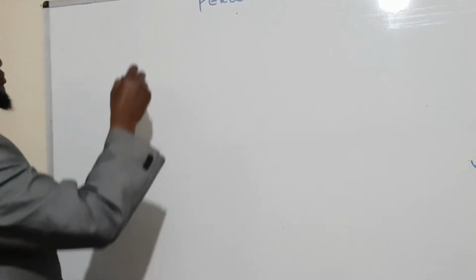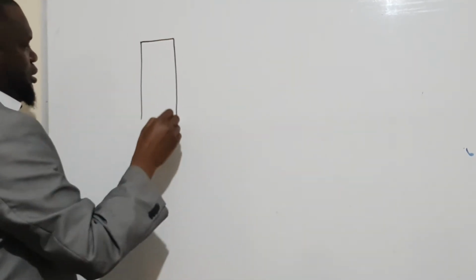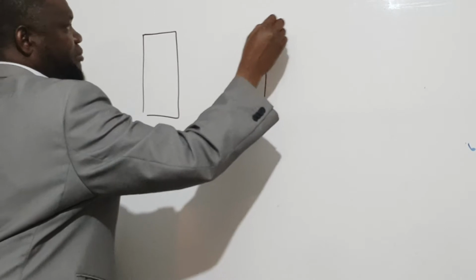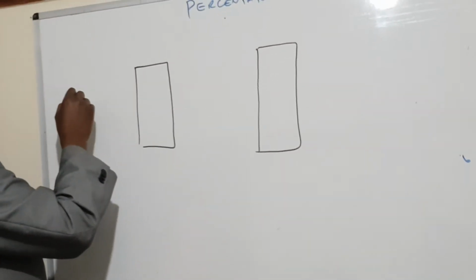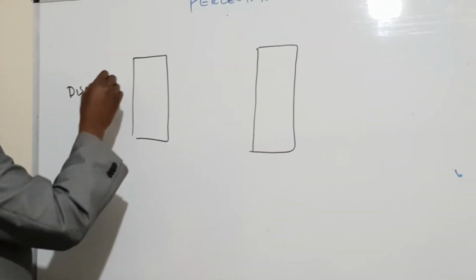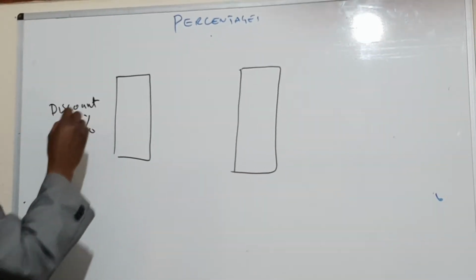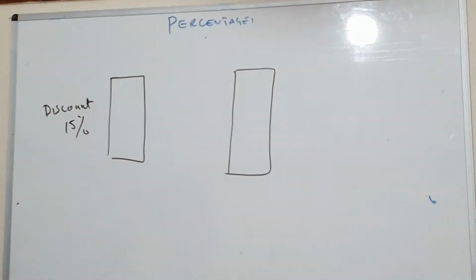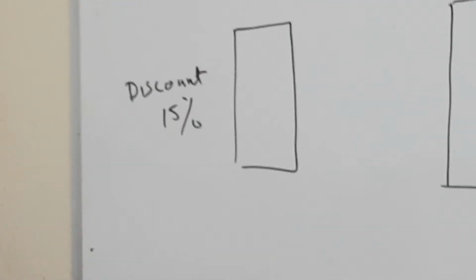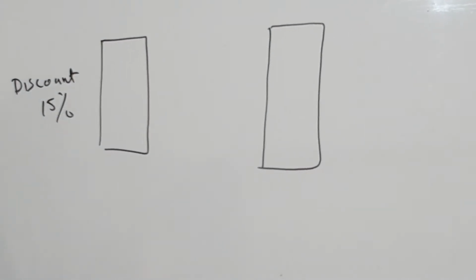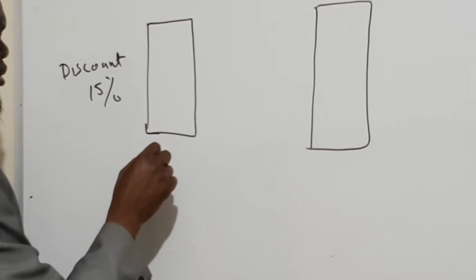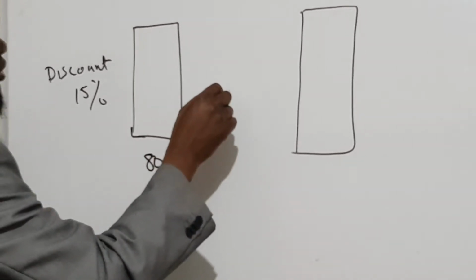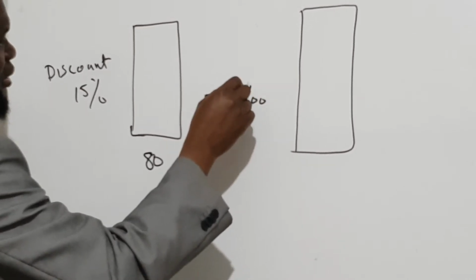Now, just as I have done with a discount, we have price discount. Normally, when you go to the market, especially for clothes, you always find they say discount, 10%, 15%. You see this. So if something is £80 and they give you a discount, meaning minus 15%.